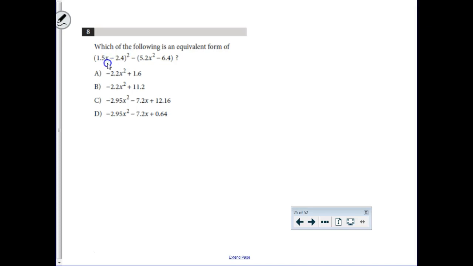What has to happen when you have a binomial squared like this? You would have to distribute and FOIL it. It's not as simple as square this and square that and be done. It's 1.5x minus 2.4 times another 1.5x minus 2.4.